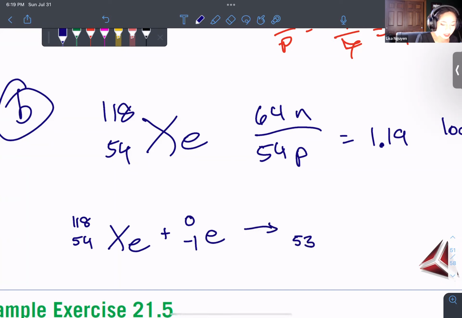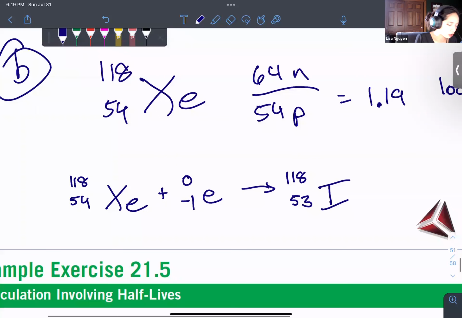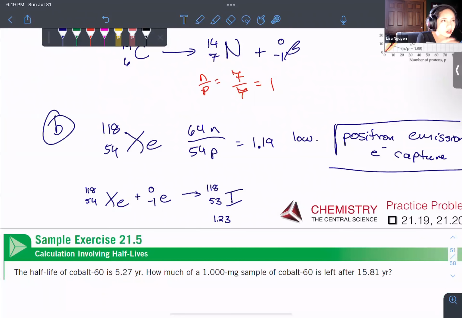And so the element that we make is going to have 53 protons, and our mass number doesn't change. And so what we create is iodine within there. So if we calculate the neutron to proton ratio for iodine here, it's 1.23. So it's still not very high. This isotope will probably still undergo more emission to get to a more stable value, but that's not what this question asked. It just said, what decay pattern does this xenon isotope undergo?